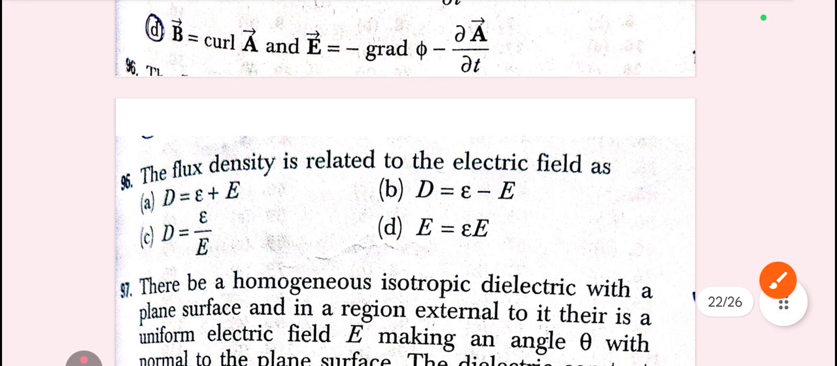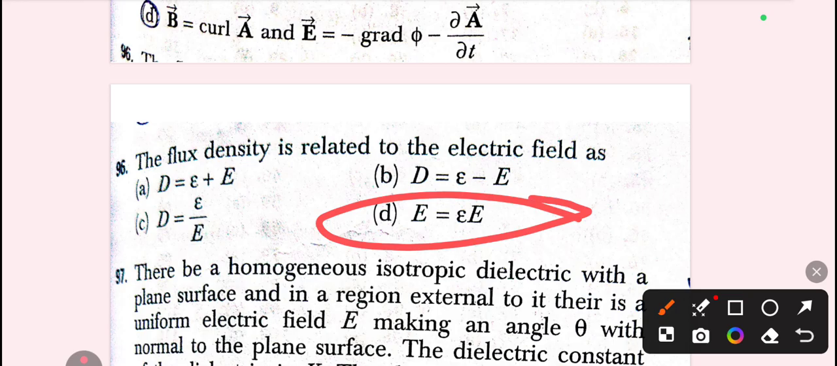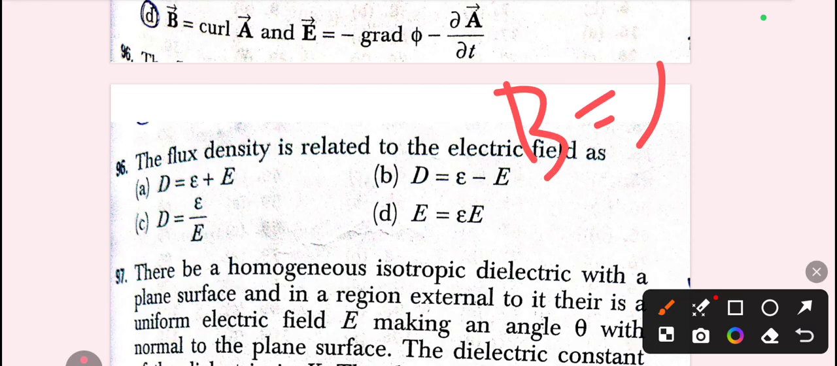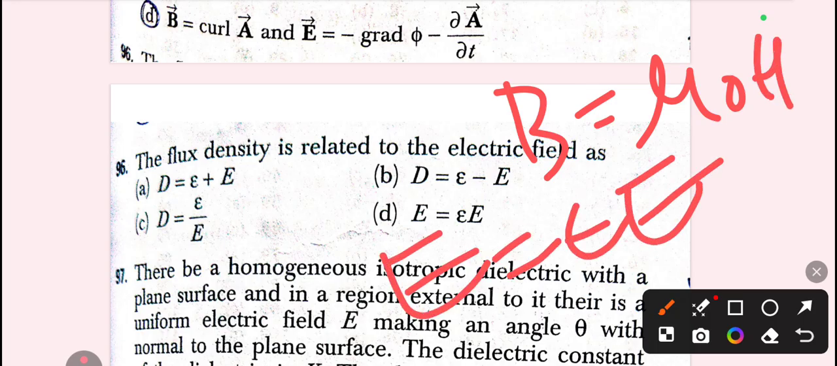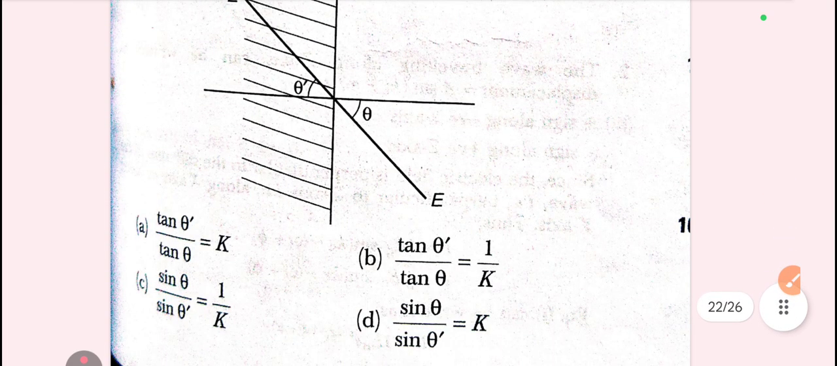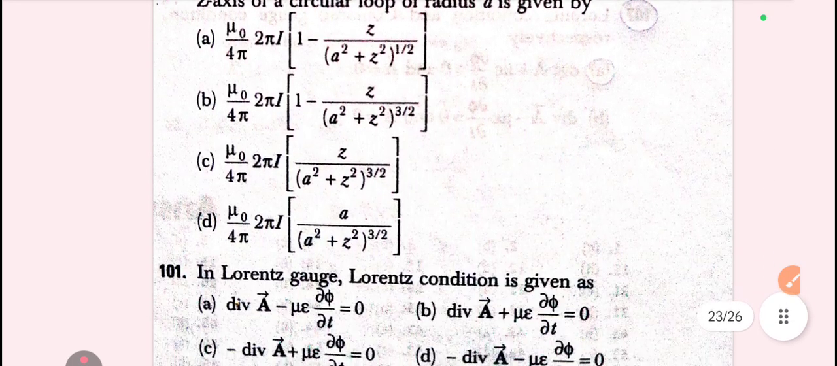Question number 96. The flux density is related to the electric field as, very easy. This is the epsilon E. Also we have B equal to mu H. If it asked for B, it is mu H. Asked for D, it is equals to epsilon E. D equal to epsilon E. Flux density. And question 98 and 99, question number 100.